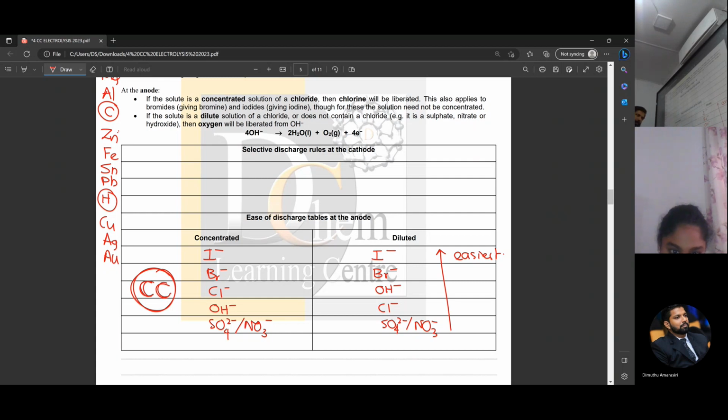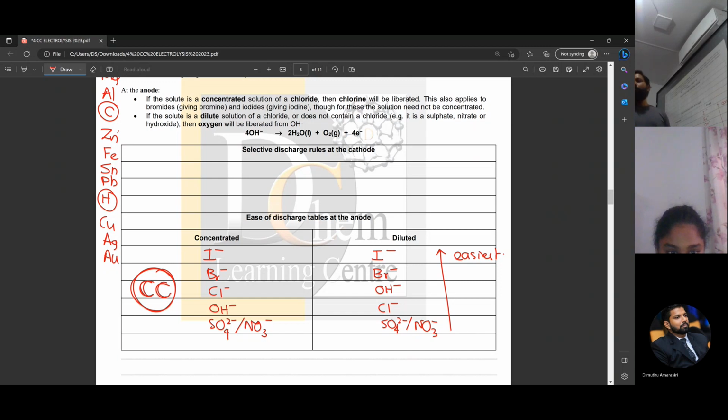I directly use the periodic table, identify the ones which are odd, and that makes the memory fixed. Iodine, bromine, chlorine, going down the group. Hydroxide, sulfate, nitrates: anyway, they are not going to discharge in the concentrated case. In the dilute one, hydroxide is going to jump in between chloride and bromine. That's how I remember it.